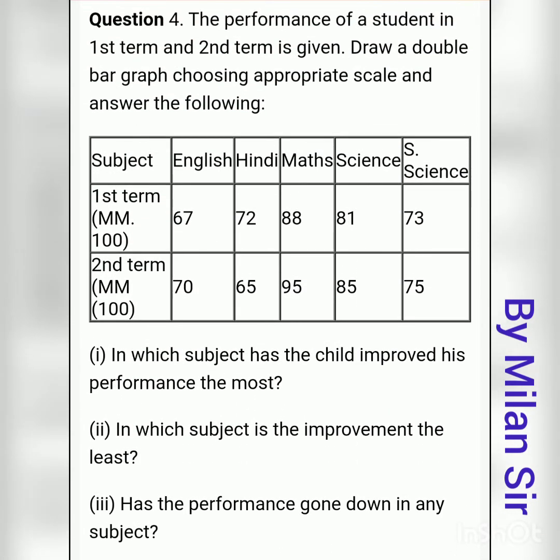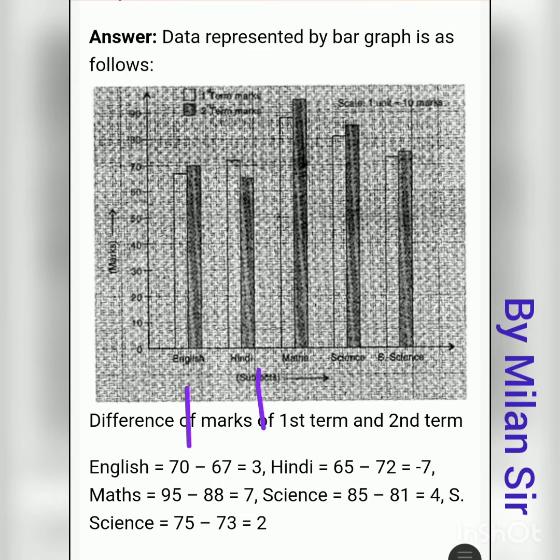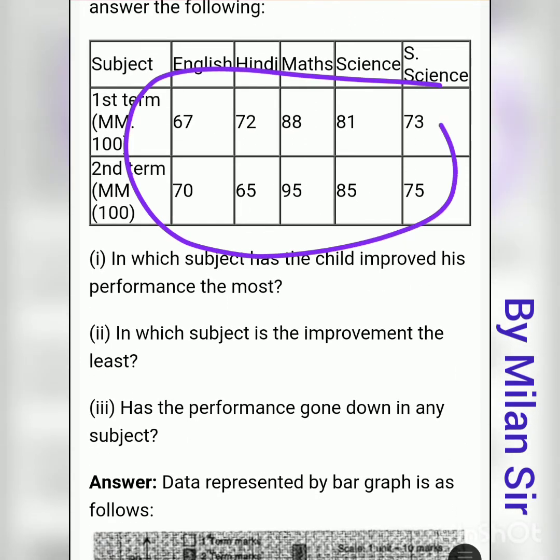Now which are the subjects given to you? English, Hindi, Maths, Science, SS. So we need to write here: English, Hindi, Maths, Science and Social Science. After that, for the marks, the minimum number is 65, and the maximum number is 95. So we need to cover the maximum number and minimum number, right? So we need to cover minimum number 65 and maximum number 95.